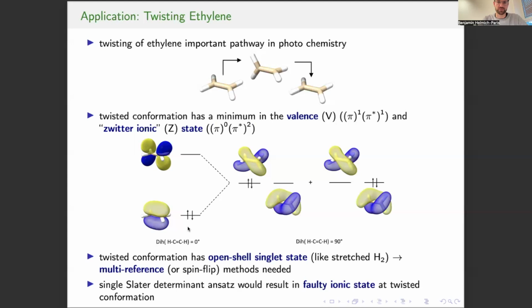Twisting of ethylene is an important pathway in photochemistry, because if you twist the two planes defined by the carbon and the two hydrogen atoms, you reach a maximum in the ground state, but a minimum in the excited states: in the valence excited state where you have promoted one electron, and also in the doubly excited so-called zwitterionic state. The twisted conformation at 90 degrees is an open shell singlet state like the stretched H2. It should therefore be treated with multi-reference methods. A single Slater determinant ansatz would result in a faulty ionic state at the twisted conformation.